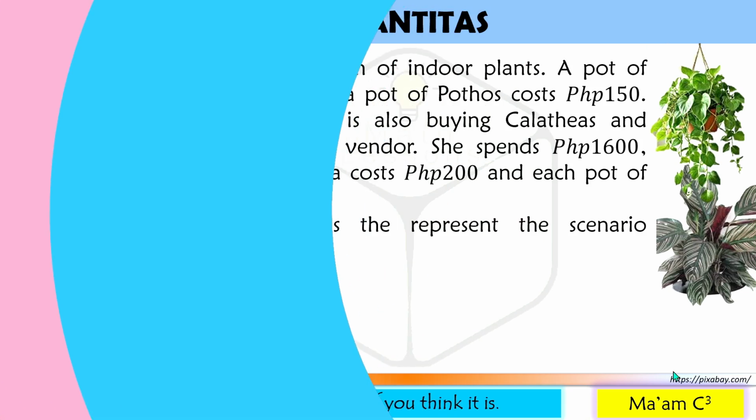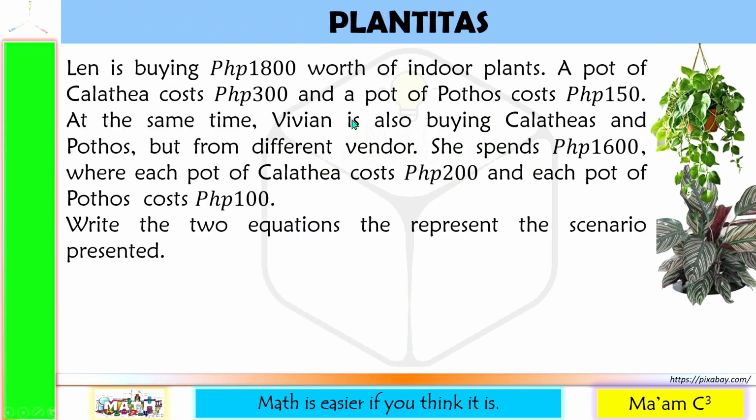Let's have another activity. Plantitas. Len is buying 1,800 worth of indoor plants. A pot of calathea costs 300 pesos and a pot of pothos costs 150 pesos. At the same time, Vivian is also buying calatheas and pothos, but from a different vendor. She spends 1,600 pesos, where each pot of calathea costs 200 pesos and each pot of pothos costs 100 pesos. Write the two equations that represent the scenario presented.